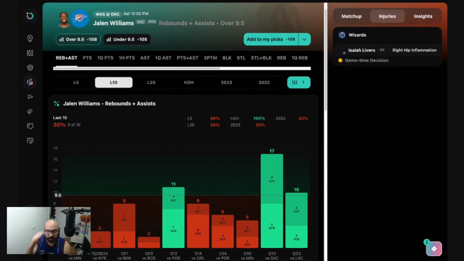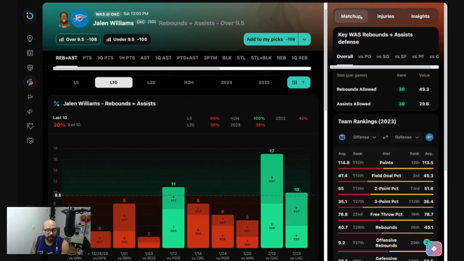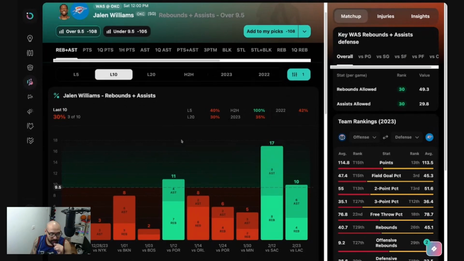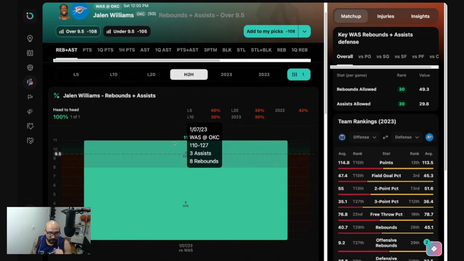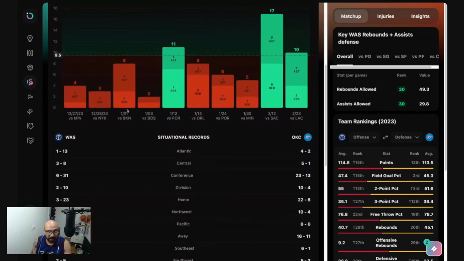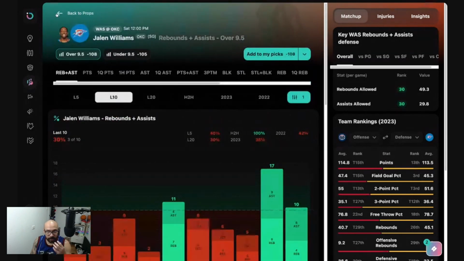Just having a quick look at injuries. There's no one noteworthy to call out. Apologies, Mr. Livers. But yeah, look, his form at home, that's a bit questionable, isn't it? He's only hit it in 3 of his last 10, but he has got it done against the Washington Wizards. So I'd probably lean to the over on this one, but it's not screaming at me.